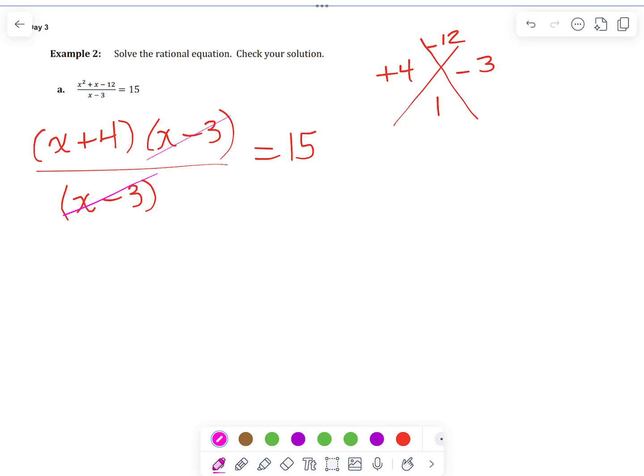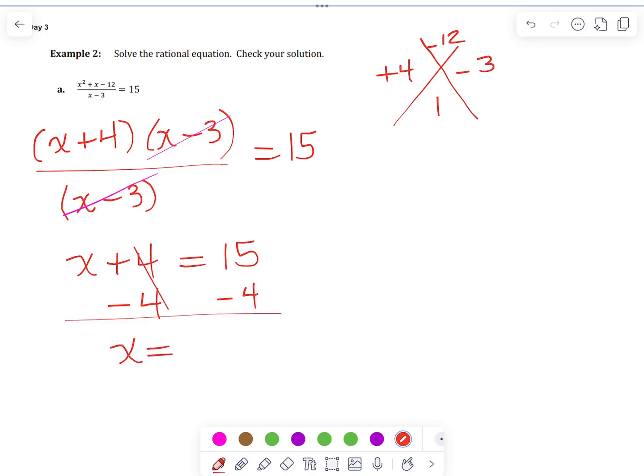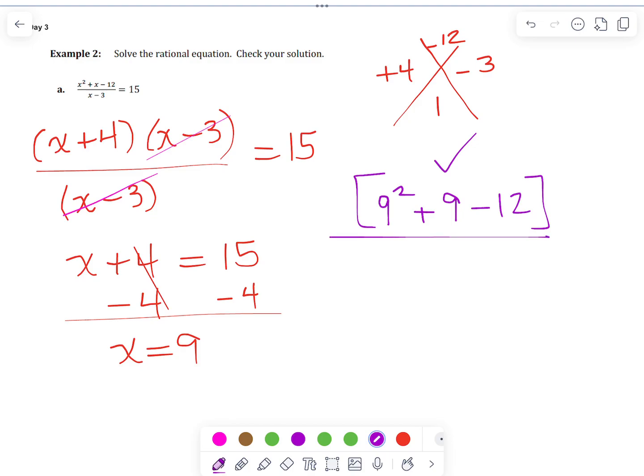Then we cancel the common factors. We're left with x plus 4 equals 15. And then we go ahead and subtract 4 from both sides and simplify. And then again, we would check by substituting the 9 back into the original equation. And then see that it equals 15 equals 15.